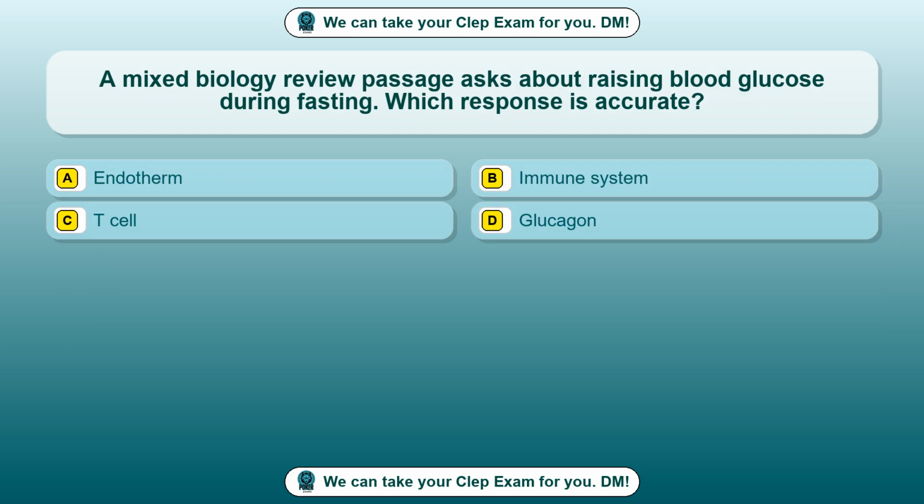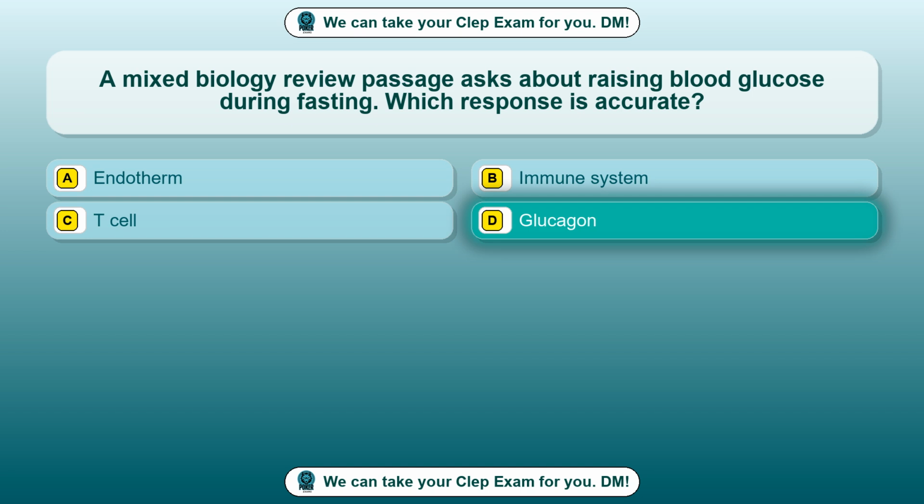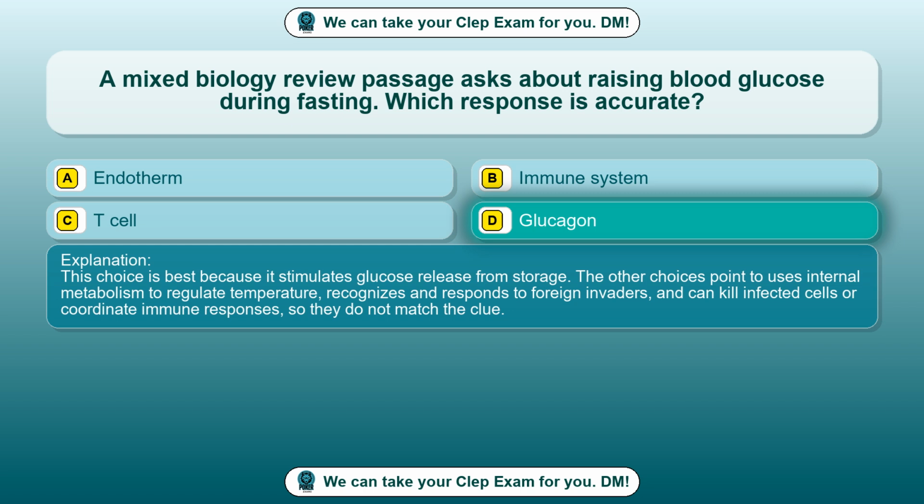Question 75. A mixed biology review passage asks about raising blood glucose during fasting. Which response is accurate? Option A, endotherm. Option B, immune system. Option C, T cell. Option D, glucagon. The correct answer is option D, glucagon. This choice is best because it stimulates glucose release from storage. The other choices point to uses internal metabolism to regulate temperature, recognizes and responds to foreign invaders, and can kill infected cells or coordinate immune responses, so they do not match the clue.